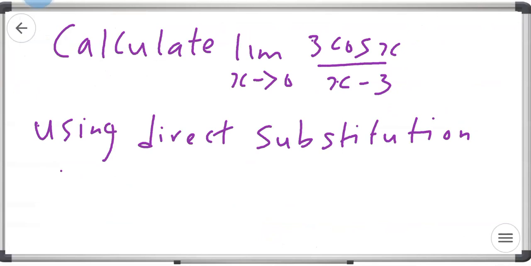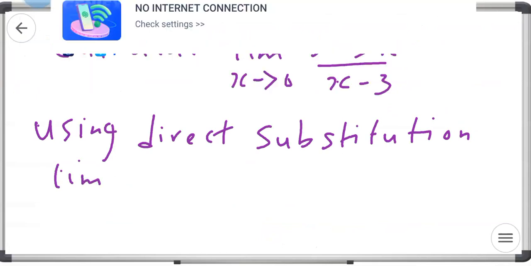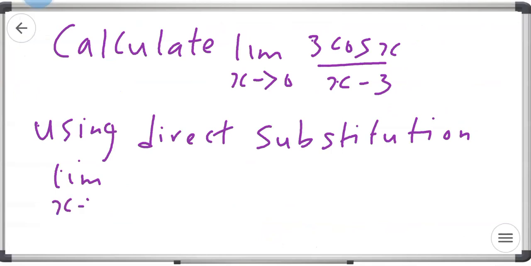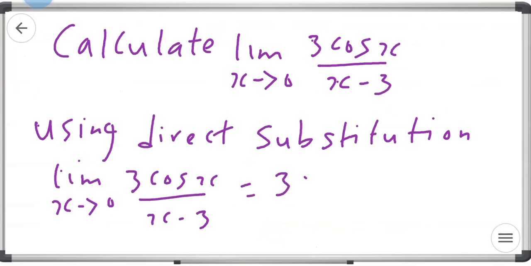So here, okay, let's write this: the limit as x tends to 0 of 3 cos x all over x minus 3. Now this equals, we're writing 3 multiplied by cos x, since 3 cos x means 3 multiplied by cos x. Now we're told that x tends to 0, so x equals 0. So 3 multiplied by cos 0 all over 0 minus 3.